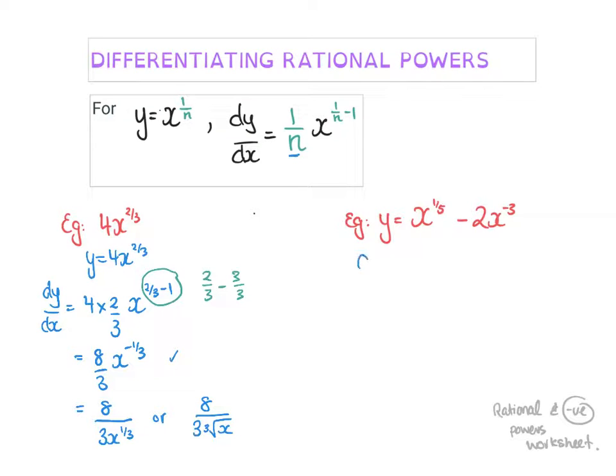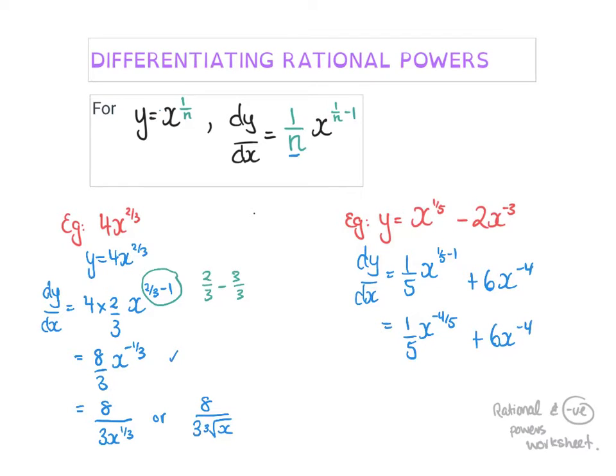Okay, let's do the other example. So dy/dx. We take the power and we multiply it at the front, and then I'd have 1/5 minus 1. And then the next term would be negative 3 times 2, which becomes plus 6, and then I'd minus a power. So we end up with, now remember 1/5 minus 1, we're going to end up with 1/5 x to the power of negative 4 over 5, and then we've got plus 6x to the negative 4.